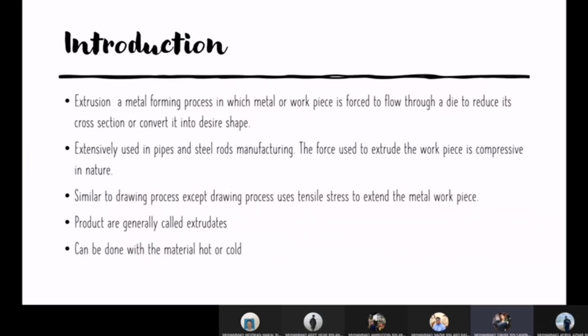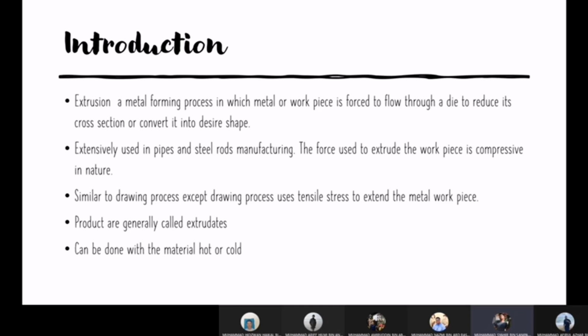For the introduction, extrusion is a metal forming process in which metal or workpiece is forced to flow through a die to reduce its cross-section or convert it into desired shape. This process is extensively used in pipes and steel rods manufacturing. The force used to extrude the workpiece is compressive in nature.